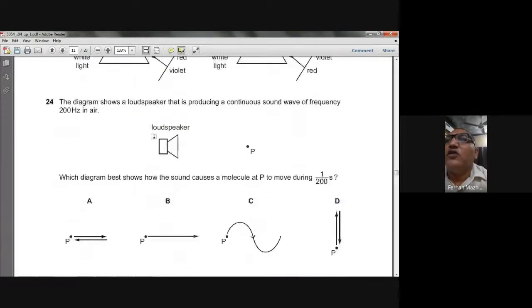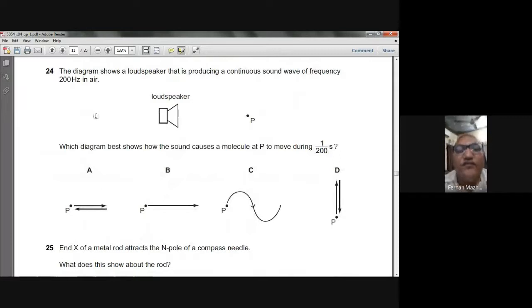Okay, so let's go to the next question. Question number 24 on your screen. The diagram shows a loudspeaker that is producing a continuous sound wave of frequency 200 hertz in the air. So here you have the loudspeaker and it's producing a sound of frequency 200 hertz.